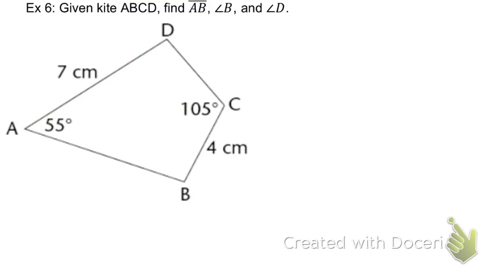Let's do example 6, knowing this about the angles. Given that we have kite ABCD, find the measure of segment AB, find angle B, and find angle D. How could we find the measure of segment AB, knowing it's a kite? Yeah, Landon. Segment AD is congruent to segment AB. That's exactly correct. Those are consecutive congruent sides. We know it has to be this side instead of the other because not only does it look like it, but there are non-congruent angles there. So AB is 7 centimeters.